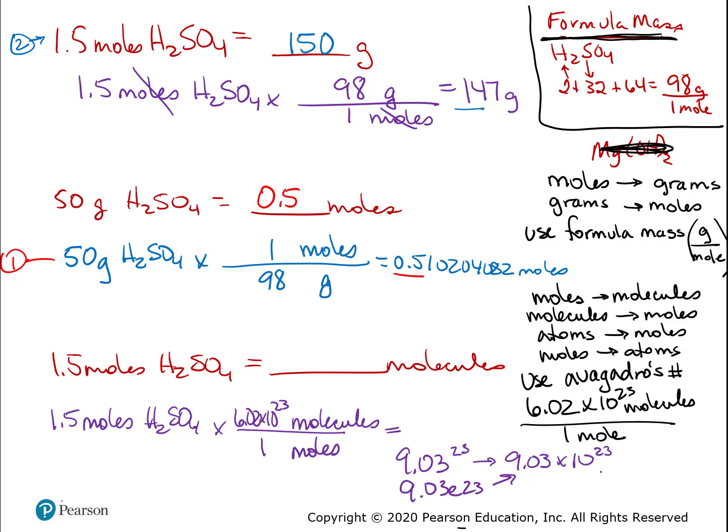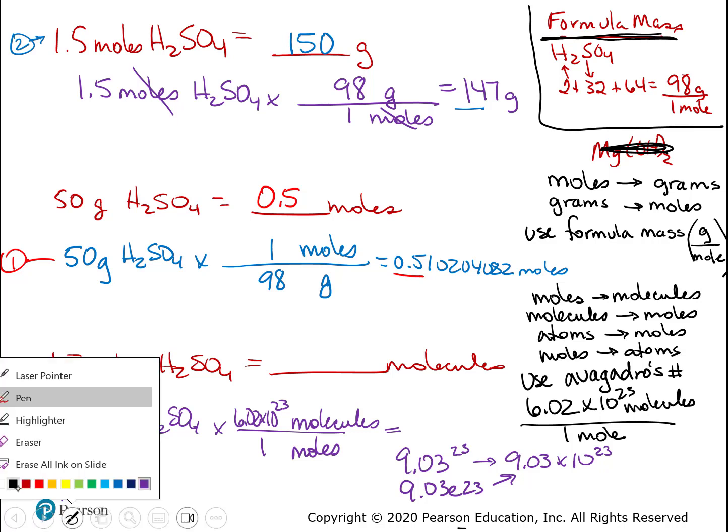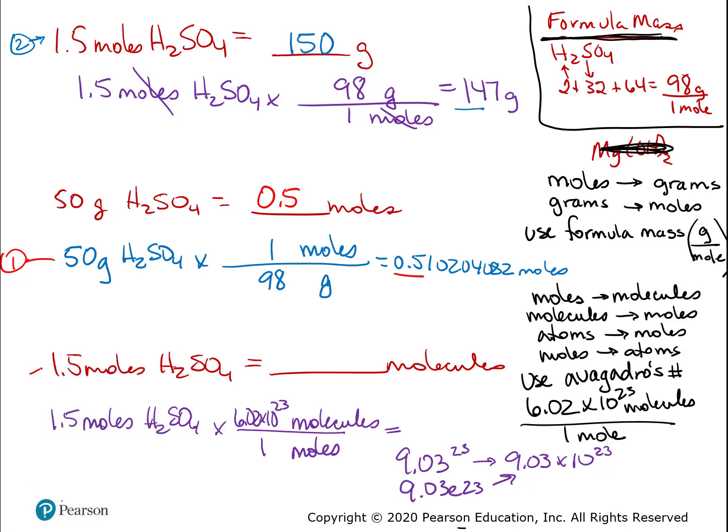So 9.03 times 10 to the 23rd, I've got to round that. What do I have to round it to? How many significant figures in 1.5? 2. So now you look at the first two significant figures in my number. Remember, I'm going to keep the exponent, but it's the number out front I have to round. So 9.03 is 3 significant figures. What would my answer be? 9.0 times 10 to the 23rd. I keep the 9.0. That's 2 significant figures. That 0 is now significant because it's after a decimal place.